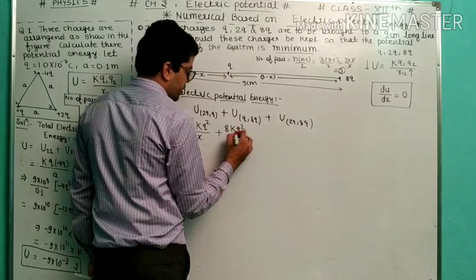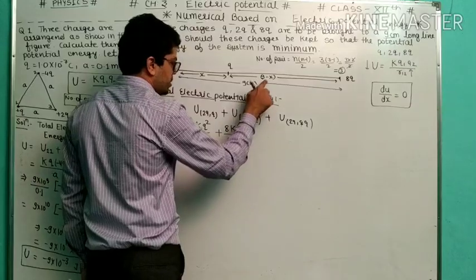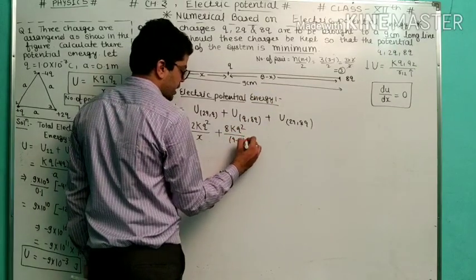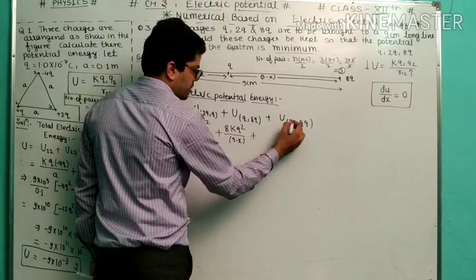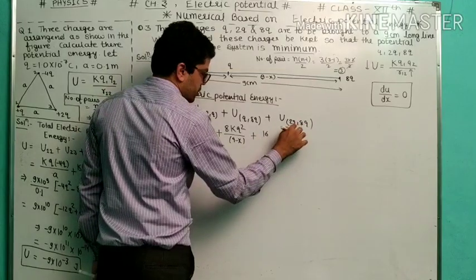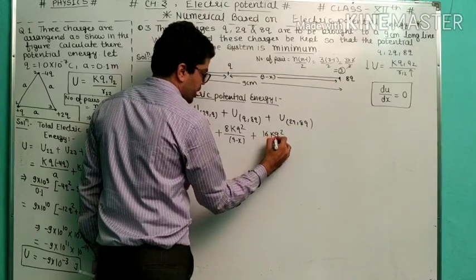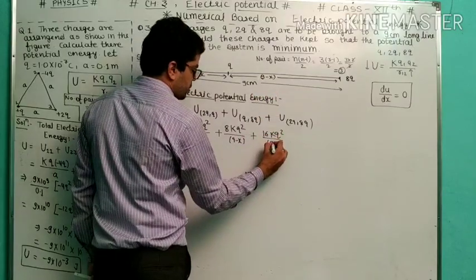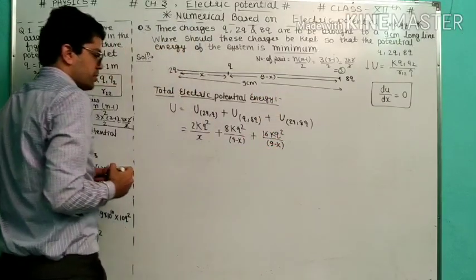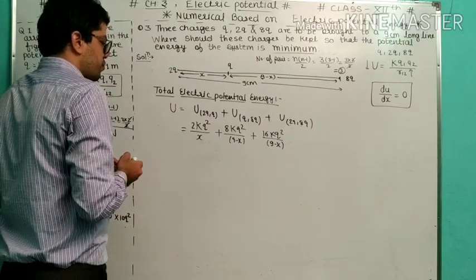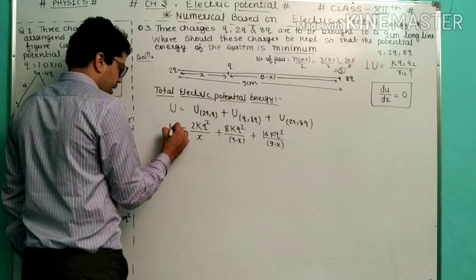8kq square divided by the distance between them, which is 9 minus x, and plus 8 into 2, 16 q into q square, so kq square, divided by 9 minus x. So now this is the electrical potential energy.